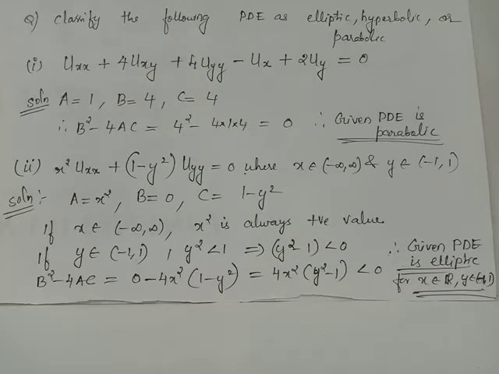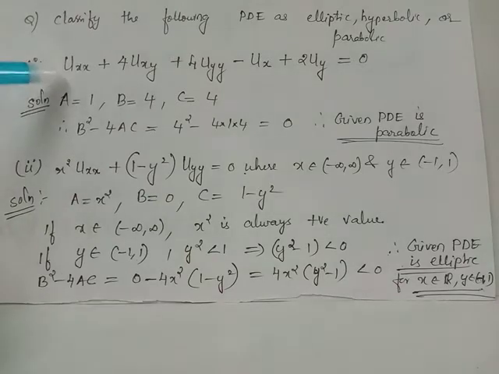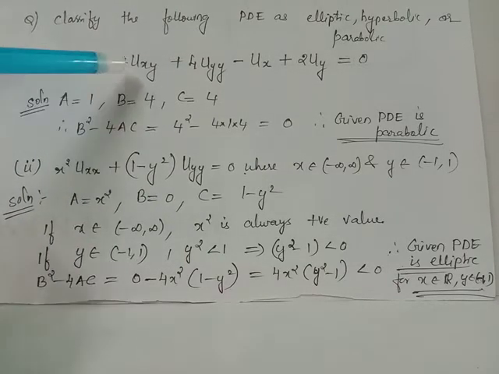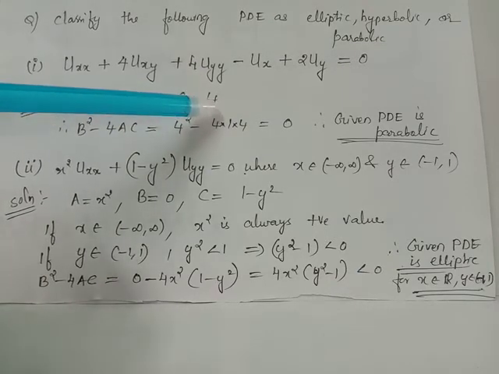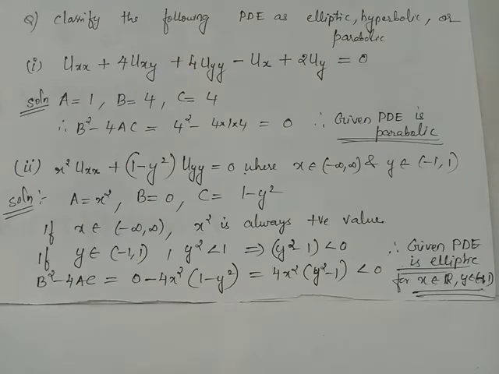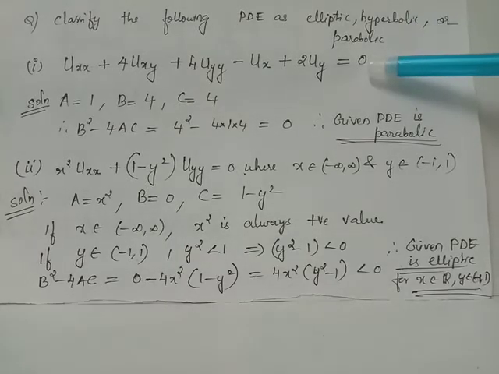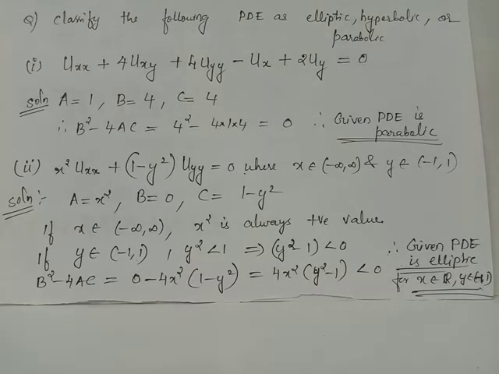Let us solve a problem in order to identify which class the given partial differential equation belongs to. In the first equation, capital A is the coefficient of uxx, which is 1, capital B is the coefficient of uxy, which is 4, and capital C is the coefficient of uyy, which is 4. Thus we have b square minus 4ac equals 4 square minus 4 times 1 multiplied by 4, which equals 0. Since b square minus 4ac equals 0, this partial differential equation is classified as parabolic.